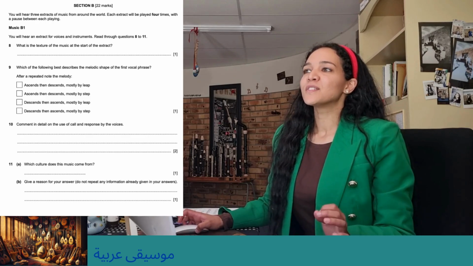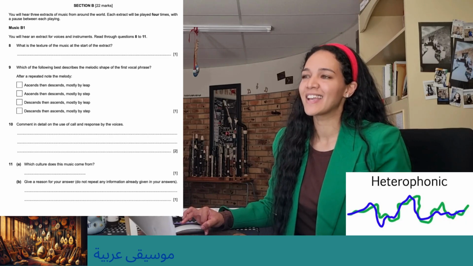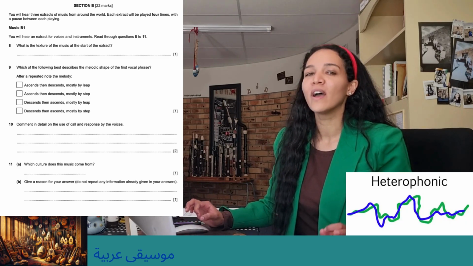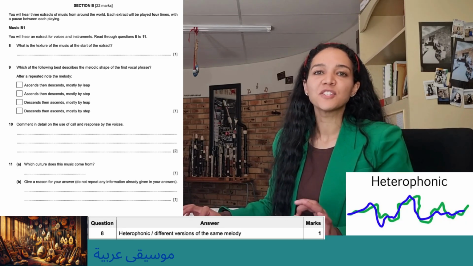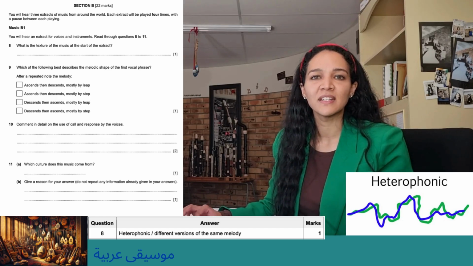So let's go ahead and answer question 8. What is the texture? And just like we thought, it is heterophonic texture, or it uses heterophony. That just means that it has different variations or different versions of the same melody at the same time.